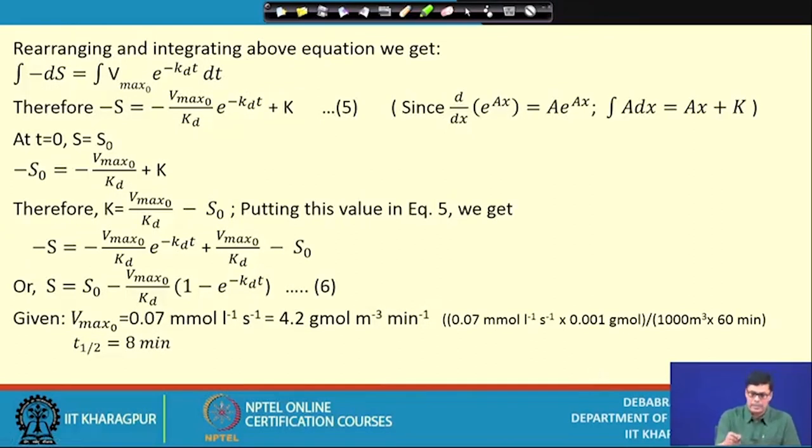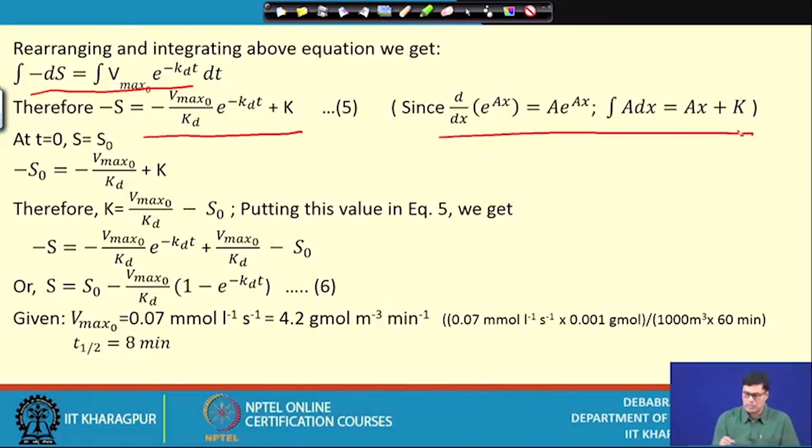Now if we integrate that particular value, minus ds is the Vmax e to the power minus Kd into dt, and this equation is coming like this. And we know this kind of integration and differentiation that we have, d by dx e to the power ax equal to a into e to the power ax. The integral of this will be e to the power ax by a plus k. If we apply the same thing here, this equation we can solve in this form.